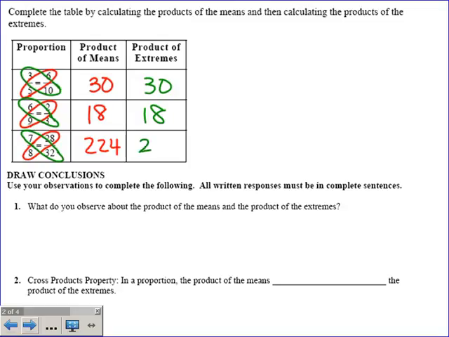Probably 224. That's a really good guess, if you were guessing 224. Okay? It says below here, let's draw some conclusions. Use your observations to complete the following. What do you notice about these?